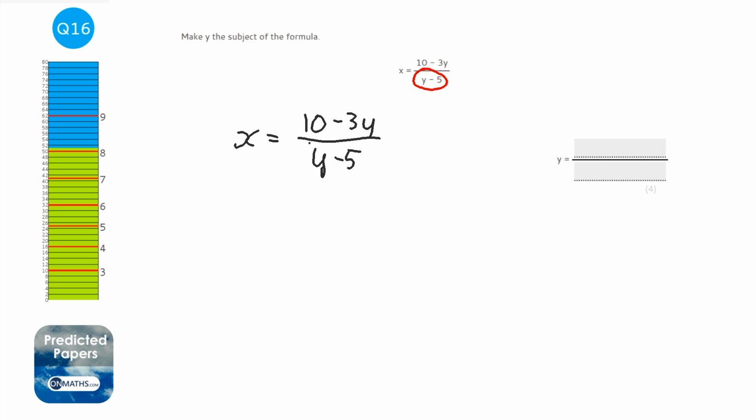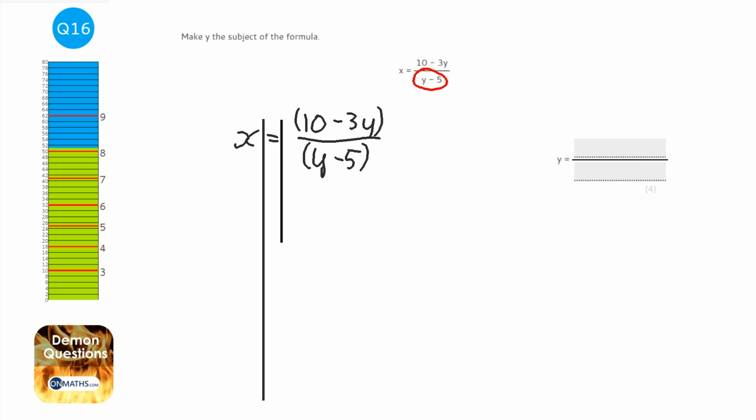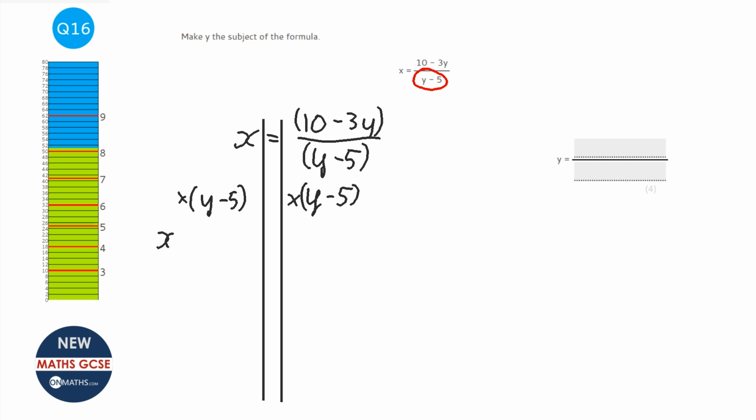And we can imagine that there's brackets around the top and bottom of this, and that sometimes helps us to answer the question. I'm going to put my lines down. So the first thing I want to do is times both sides by that y minus 5. And you must do that. You can't access the numerator of the fraction otherwise. So this ends up with being x brackets y minus 5. And on the right hand side it's just the same numerator but without the denominator.